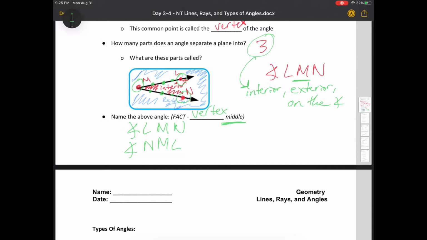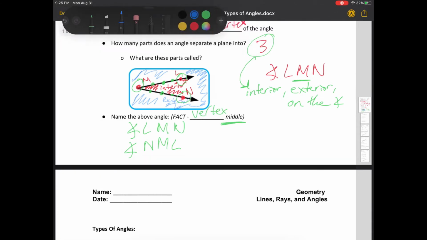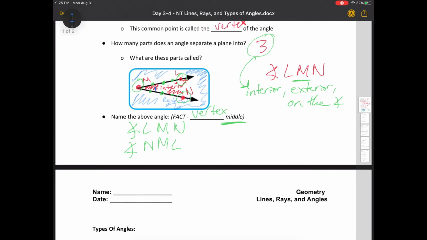So the vertex is always in the middle. And then also you might see an instance where we have an angle labeled by a number. So let's say this was angle 1. You might have to call it angle 1 to be easier. So it really depends. If you're given points on the ray and a label for the vertex, you can label it that way. Or if there is a number for the angle, you could go ahead and do that.